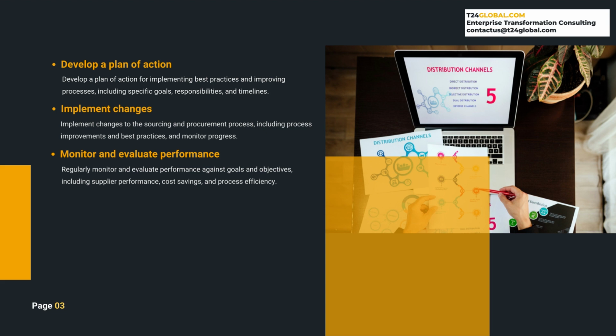7. Monitor and evaluate performance. Regularly monitor and evaluate performance against goals and objectives, including supplier performance, cost savings, and process efficiency. Key components of this step include data analysis and reporting, as well as ongoing stakeholder engagement. Key roles involved in this step include procurement and supply chain managers, as well as performance analysts and reporting specialists.